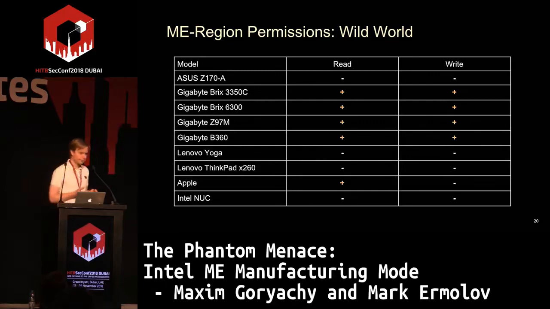because all ME security-sensitive data is signed or encrypted, and if you can read this region, you couldn't decrypt it, the data in, for example, SPI, on the MFS partition of ME, the file system of ME.